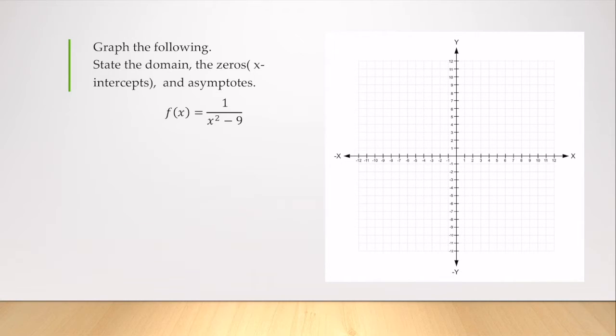Last but certainly not least, here's a new one. I've got f of x is 1 over x squared minus 9. So let's go ahead and set our denominator equal to 0 to find our domain.